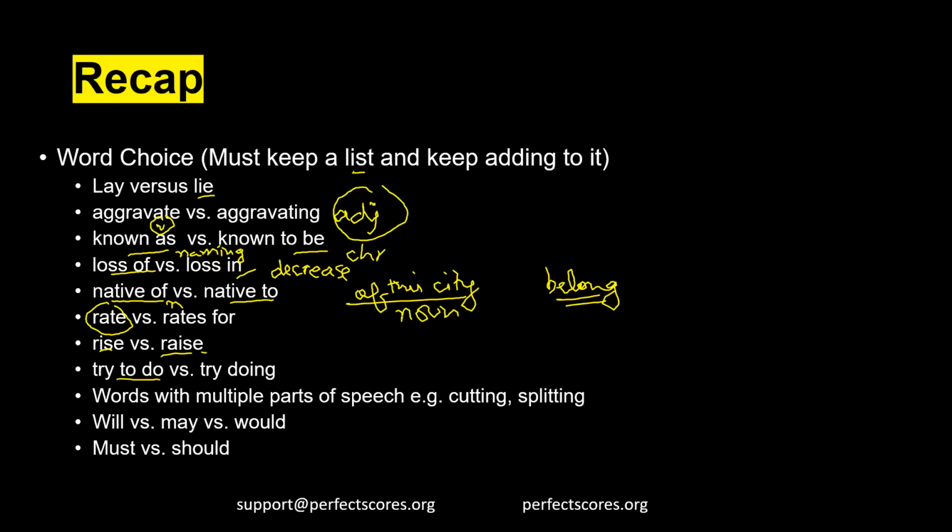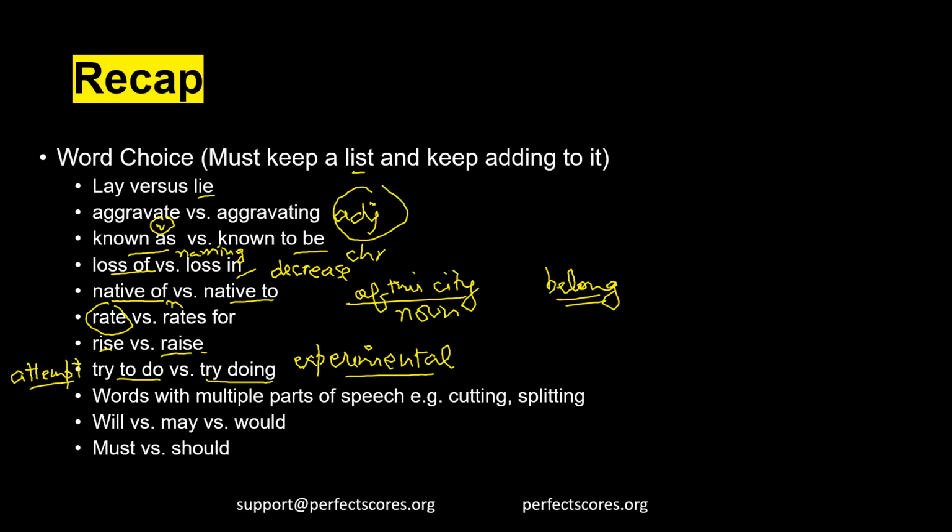Try to do something versus try doing something. Try to do would be when there is an attempt to perform a task. Let me try to do this question. Try doing is carrying a little more experimental sense with it. Let me try doing this question. It's more like an experiment that I'm doing, not a real attempt, because it's tough to do.